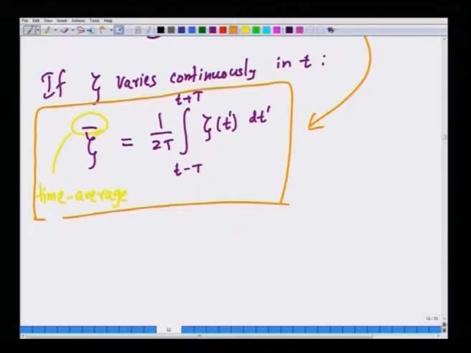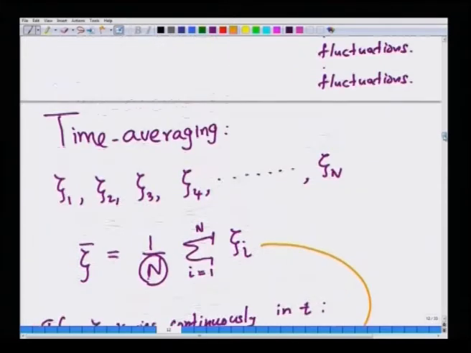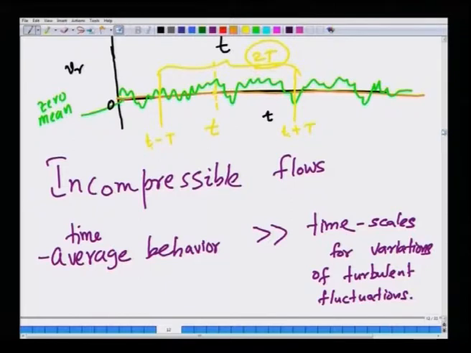Now, in principle, this average that I am defining could be a function of time, if for example my data looks like this. It is fluctuating, but also there is a trend in the fluctuation.